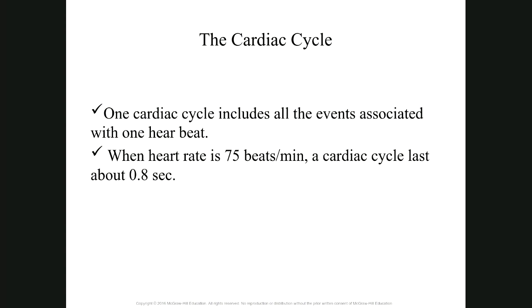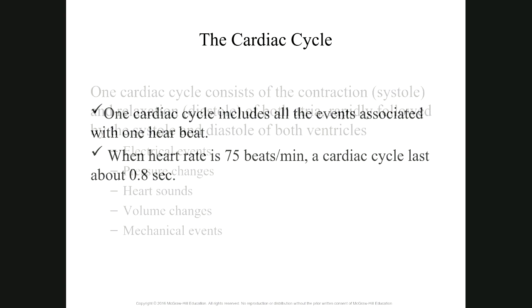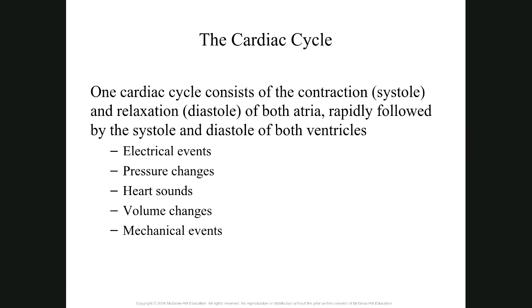One cardiac cycle includes all events associated with one heartbeat. When your heart rate is 75 beats per minute, your cardiac cycle lasts about 0.8 seconds. So each cardiac cycle is less than 1 second. One cardiac cycle consists of contraction or systole and relaxation or diastole of both atria, rapidly followed by systole and diastole of your ventricle.